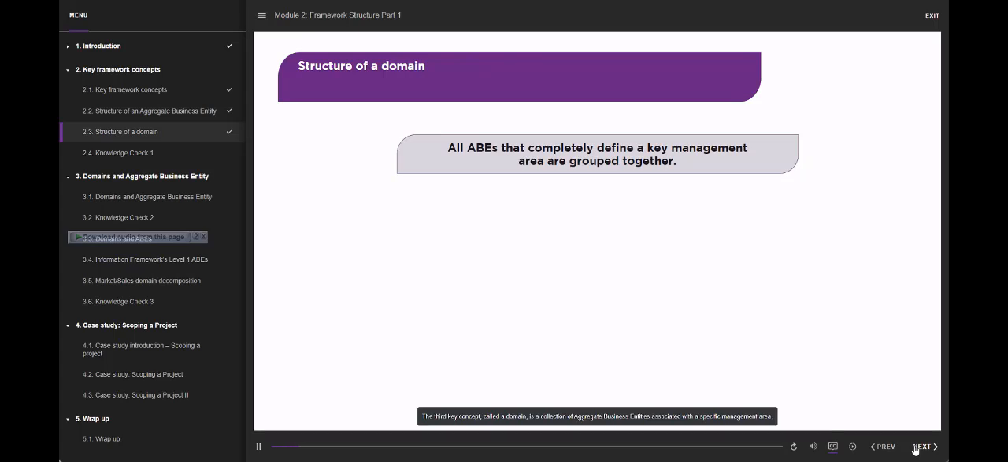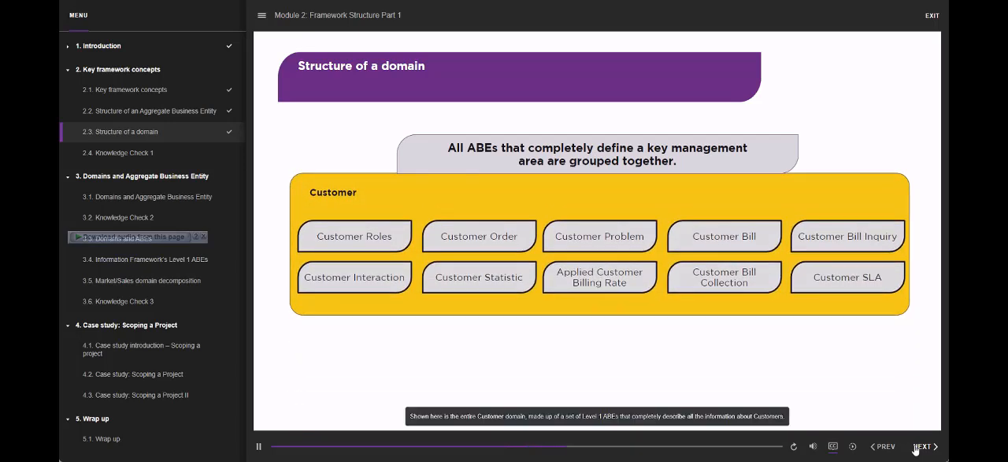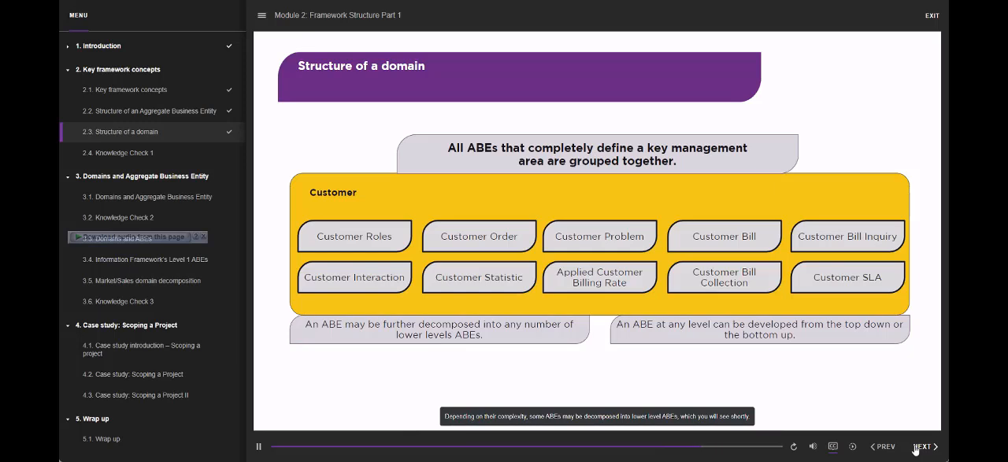The third key concept, called a domain, is a collection of aggregate business entities associated with a specific management area. Domains that make up the framework are consistent with the key domains and concepts in the business process framework and the application framework. Shown here is the entire customer domain, made up of a set of level 1 ABEs that completely describe all the information about customers depending on their complexity. Some ABEs may be decomposed into lower level ABEs, which you will see shortly.